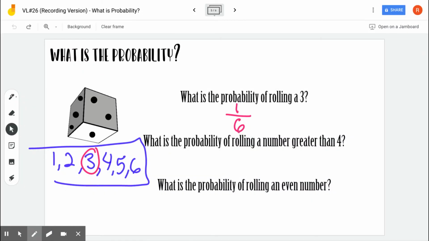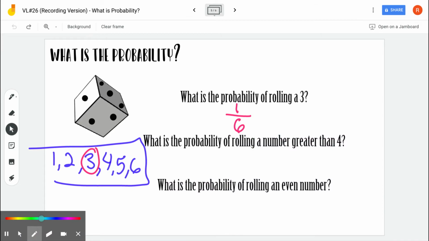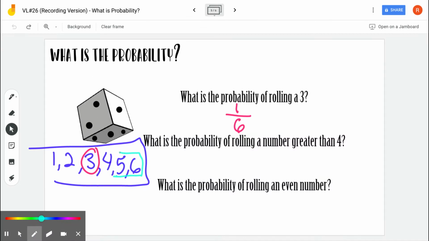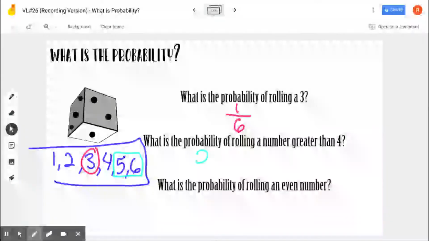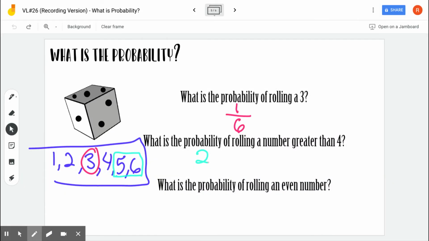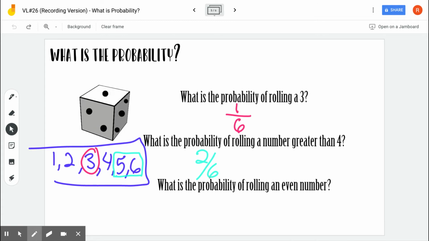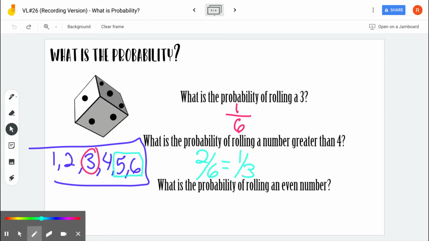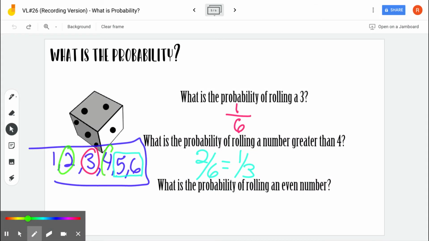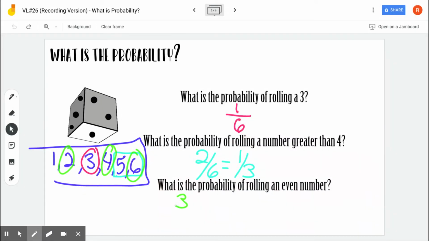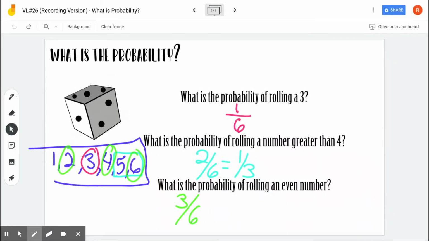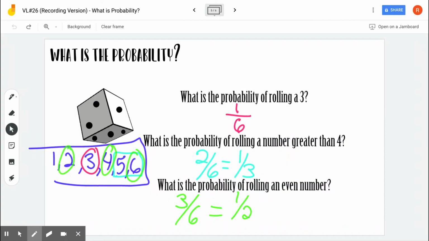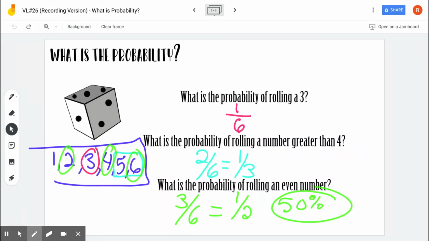What is the probability of rolling a number greater than 4? Well, 5 and 6 are both greater than 4. So that's 2 possibilities out of the 6 total. But this fraction can be simplified to a 1/3 chance. What is the probability of rolling an even number? Okay, so 2, 4, and 6 are all even numbers. So that's 3 possibilities out of the total of 6. And that fraction simplifies to 1/2, which we tend to say is a 50% chance.